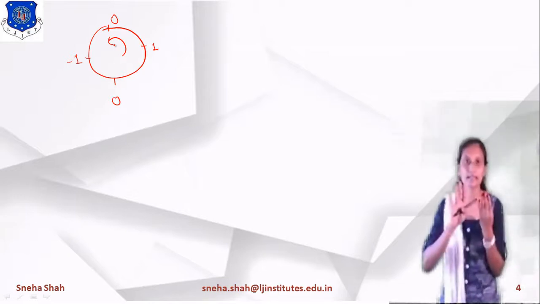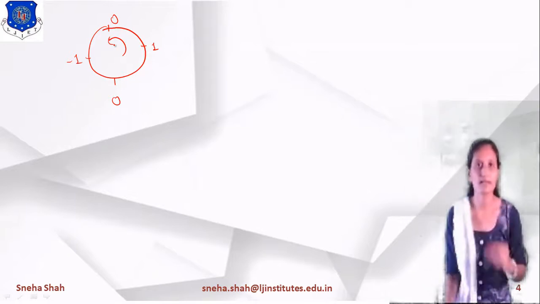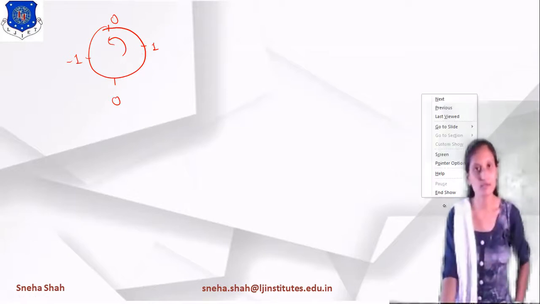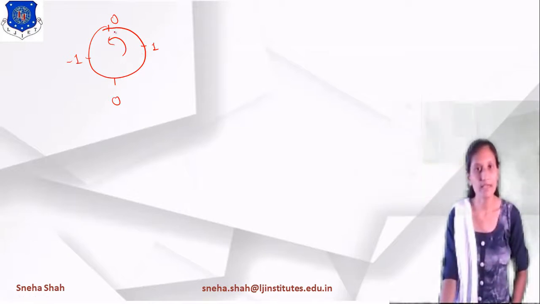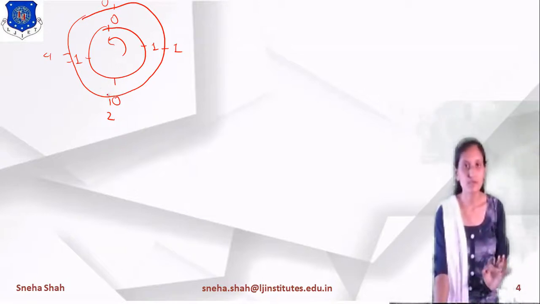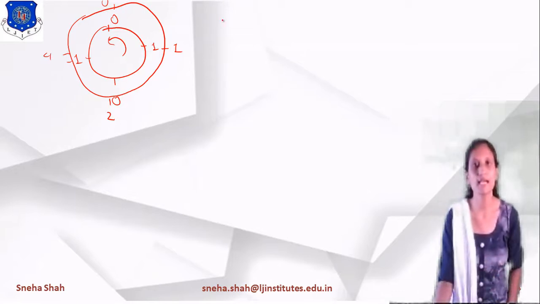So if you want to represent the other sequence in the folded form, it will be represented in the clockwise direction. As we are representing x of n in the anti-clockwise direction, so if I am representing h of n in the clockwise direction, then what will be the value? 1, 2, 4, 0, right? Now we just have to multiply these two terms and then add them. So it will give you the answer.